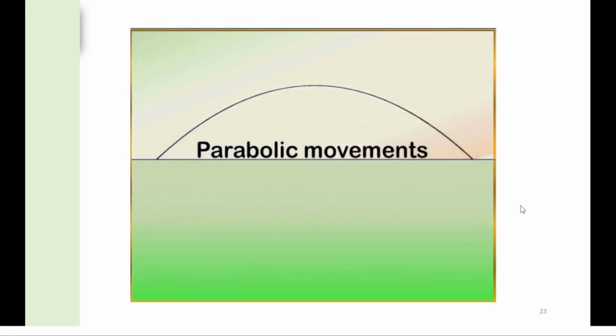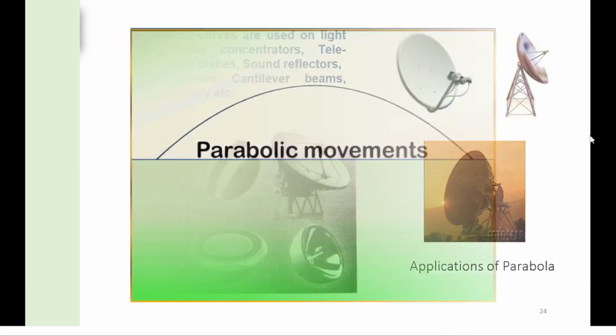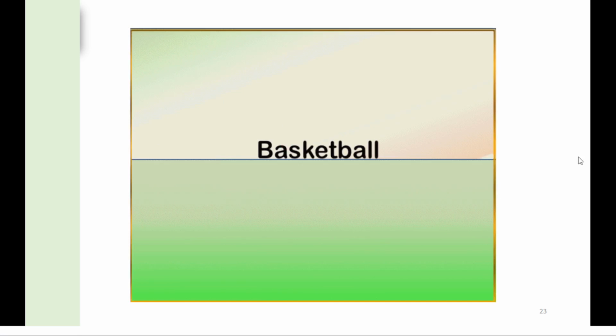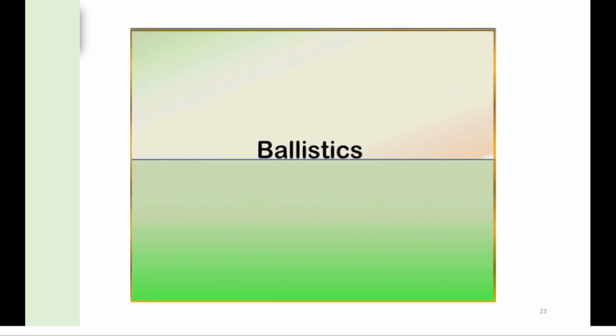Now we will see the different parabolic movements. Whatever the trajectory followed by a particular ball, if this is a football, whether it is a basketball, a missile, or a cricket ball, the path followed by that ball is nothing but a parabola.